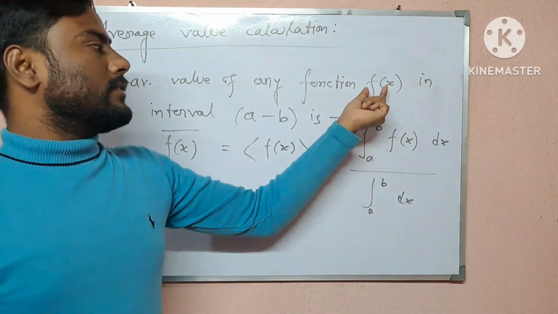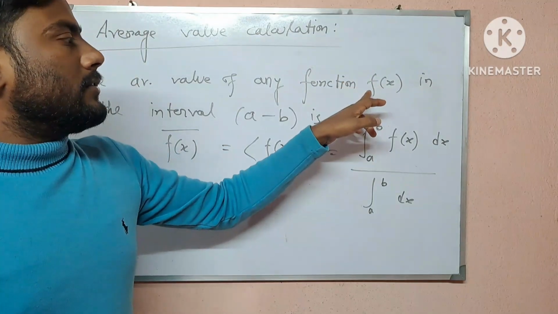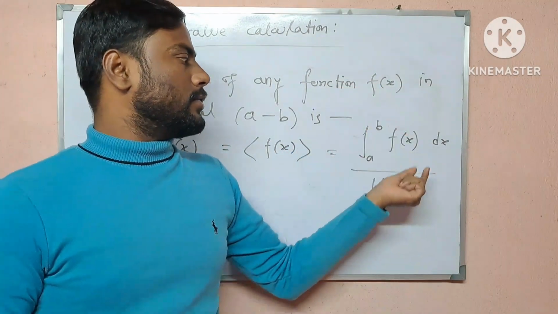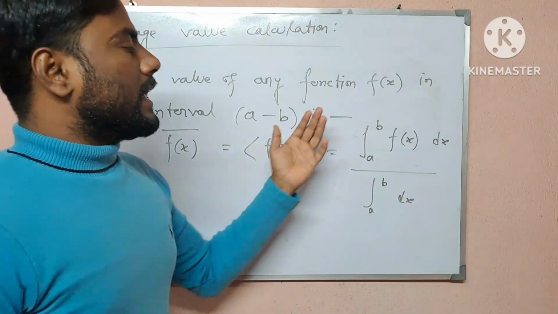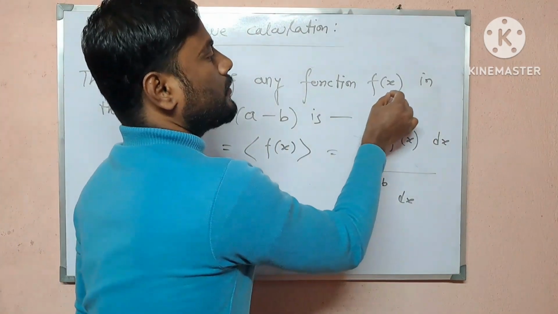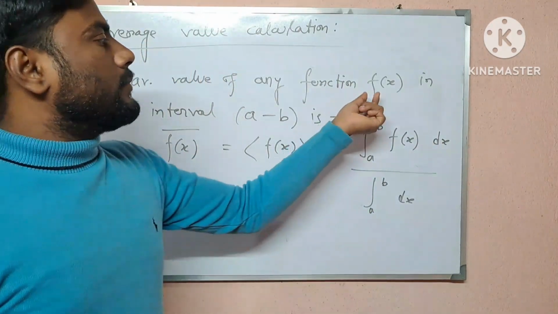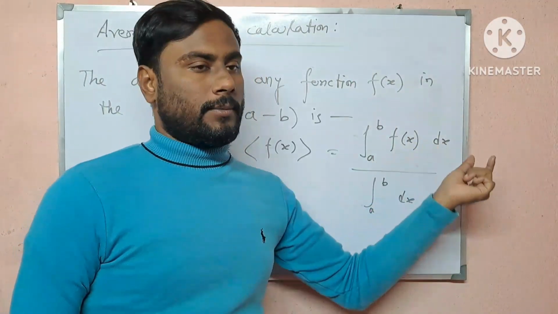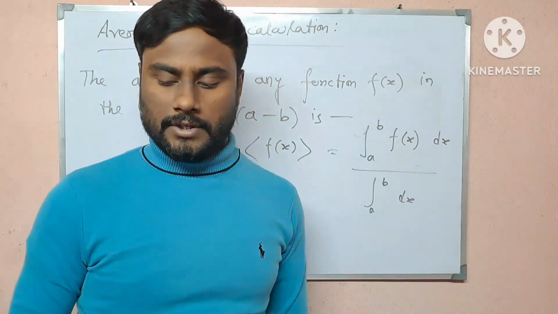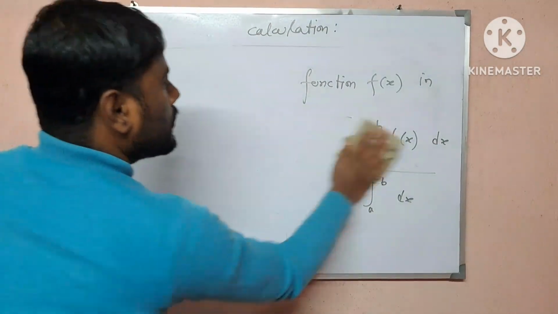Now this function is f of x, so f depends on x. That is why we are integrating with respect to x. If there is a function of y, then we have to integrate with respect to y. If it is a function which depends on t, then we have to integrate with respect to t. That's it, nothing more, nothing less. So now how will we calculate?